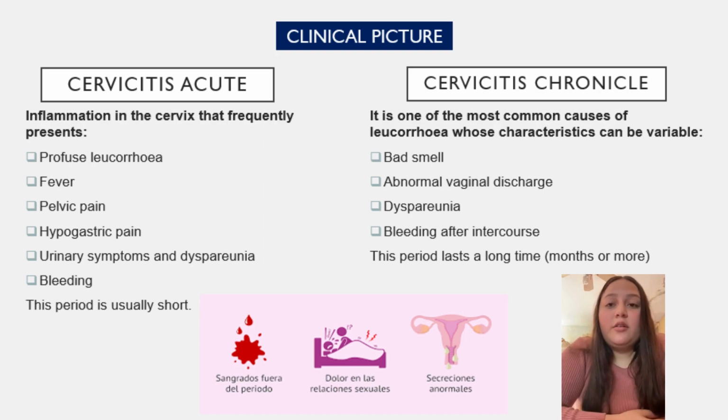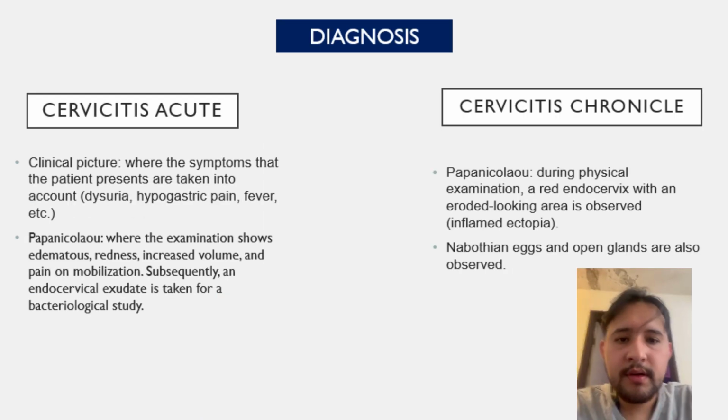Chronic cervicitis is one of the most common causes of leukorrhea. Its characteristics can be variable: a bad smell, abnormal vaginal discharge, dyspareunia, and bleeding after intercourse. This period lasts a long time, months or more.